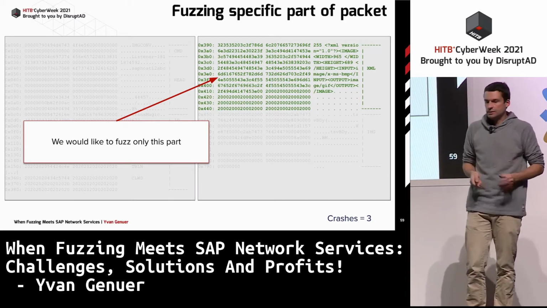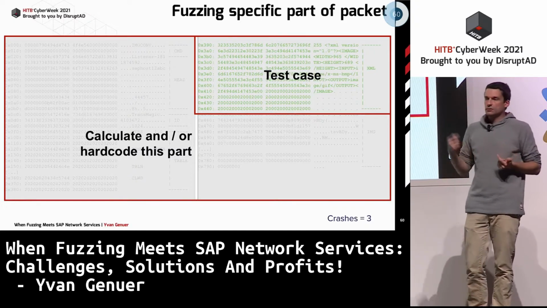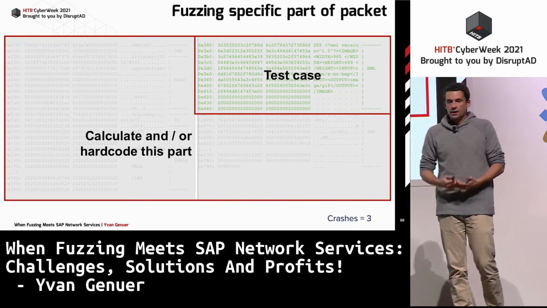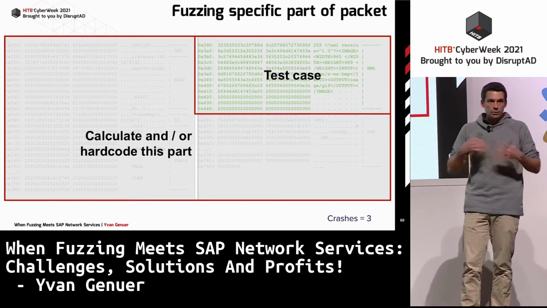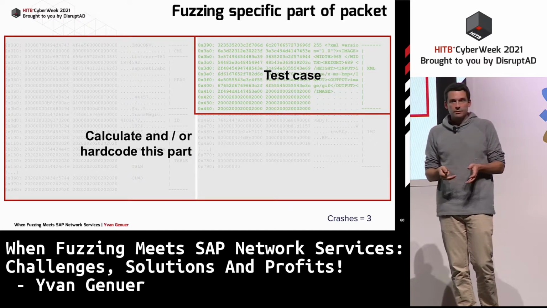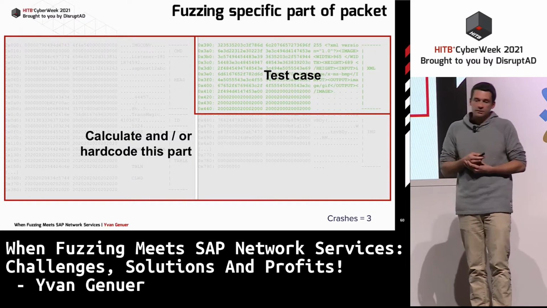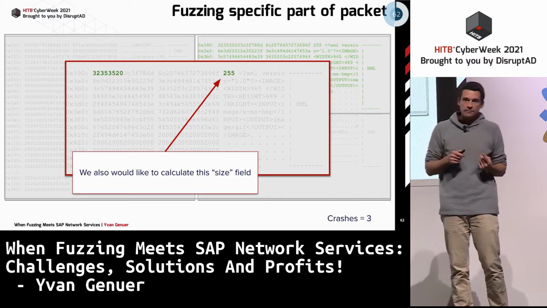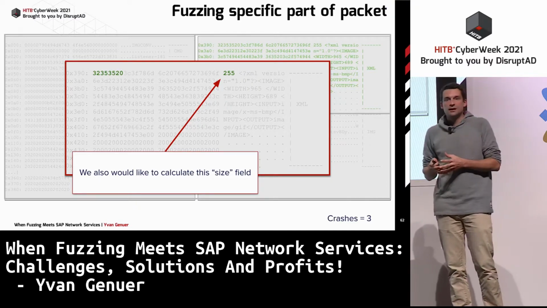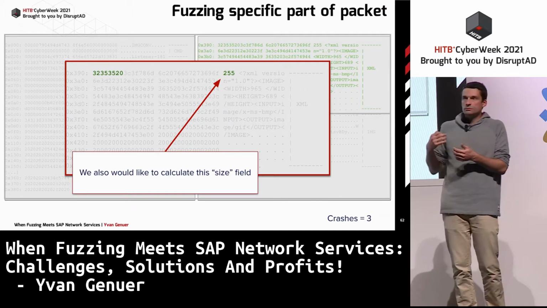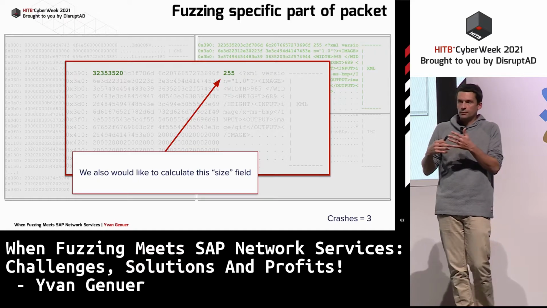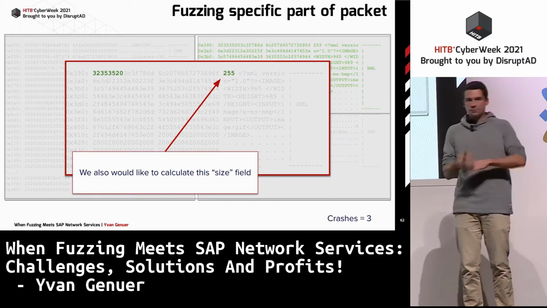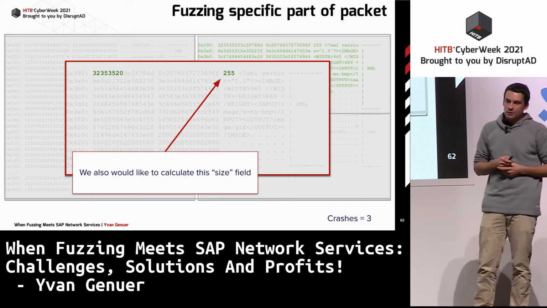We would like to fuzz the XML parts. So it's possible because, again, you can use the XML part as a test case. This is what you provide to the fuzzer, and you can calculate and hardcode the rest of the packet directly in the source code of the fuzzer. It's not very complicated to do. And also, as you can see, in the XML part, there is the size at the beginning. If you want to fuzz only the XML parts, you also would like to modify this size to match the mutated size of the XML. And trust me, the mutation sometimes is very, very big or very ugly.